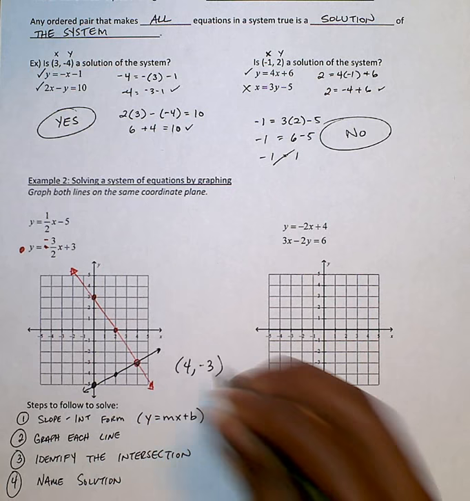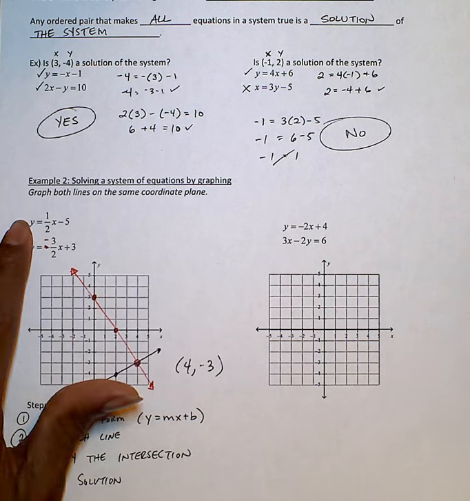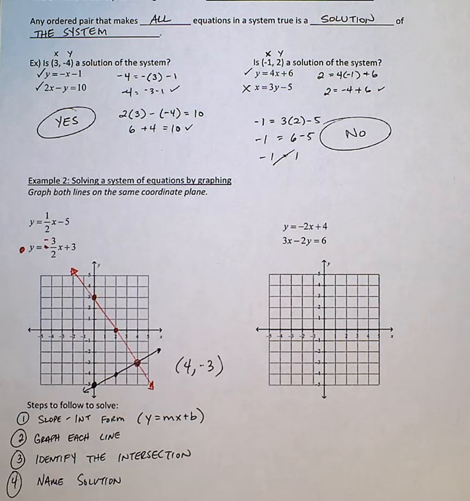And if we wanted to, we could plug in 4 for x and negative 3 for y, and we'd see that that makes both equations true. Alright? If you look at the next example, you'll see that it's pretty much the same. The difference between the first example and the second is that in our second example we have a line that is not in slope-intercept form.